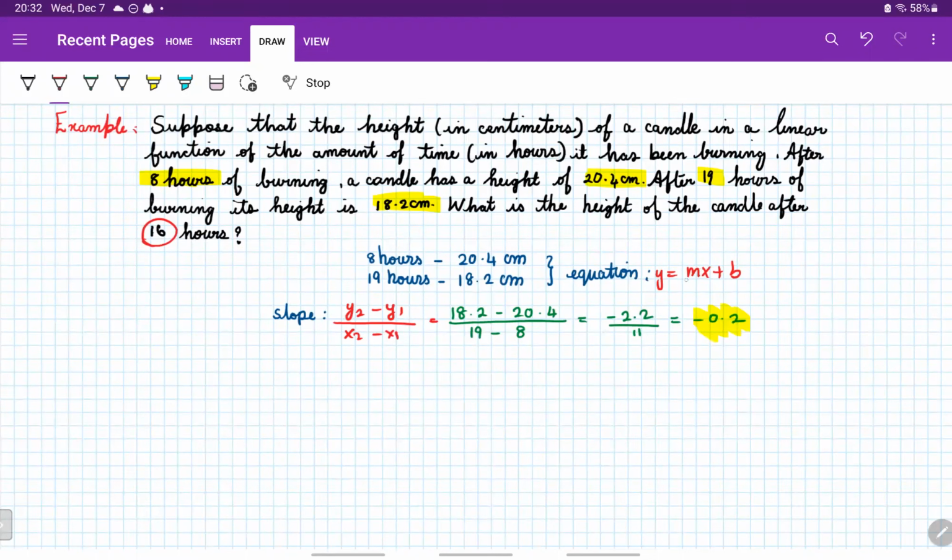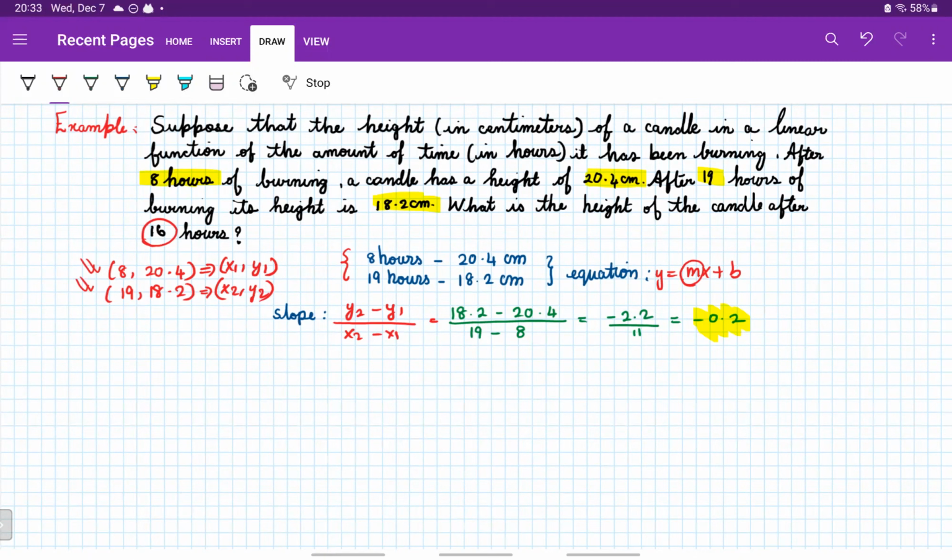So we essentially found the slope, and we have y and x, so we can choose either of these points. You could think of these as x and y coordinates. So it could be 8, 20.4 and 19, 18.2. While I was solving for the slope, I considered this as x2, y2, and the other coordinate as x1, y1. That's how I got the slope. And now we can just plug in any of these ordered pairs into our y and x and get the equation.